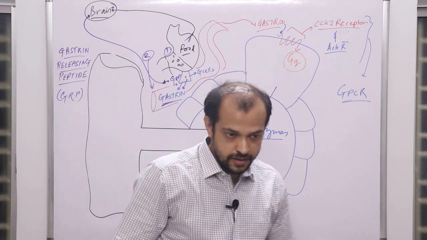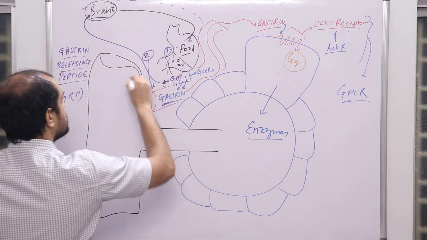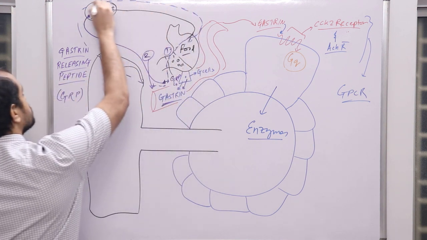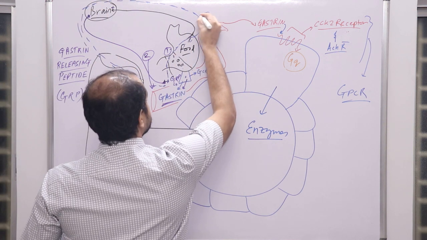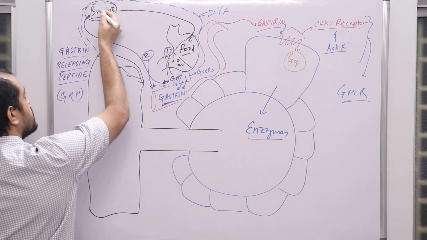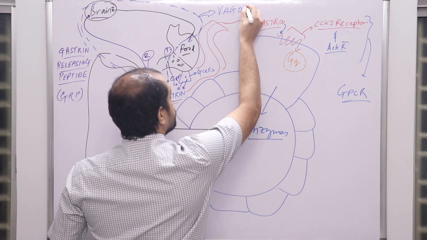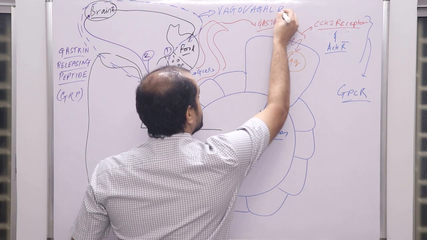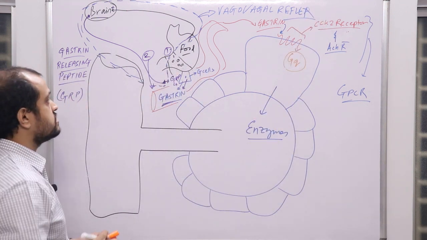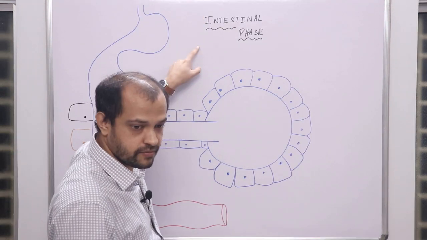Clear? Okay. Now this particular pathway is a reflex action, and this reflex is called the vagovagal reflex, because this is a vagus nerve which is going into the brain, and the efferent nerve which is coming down is also a vagus nerve. That's why it is the vagovagal reflex. Am I clear? Clear? So this is the vagovagal reflex. Okay. All right. Now we are going to look at the intestinal phase of pancreatic secretion.